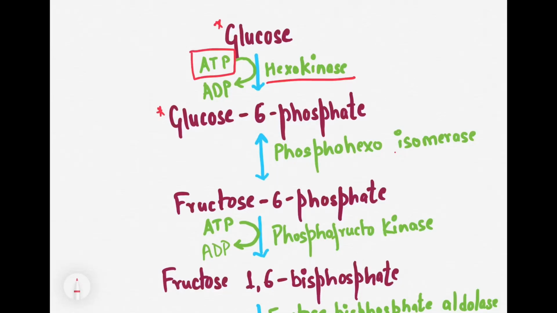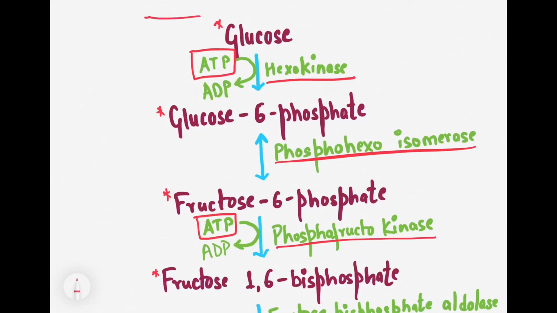Glucose 6-phosphate is then converted into fructose 6-phosphate by the enzyme phosphohexoisomerase. Here the reaction is a reversible reaction, but fructose 6-phosphate is immediately utilized in the next step. Therefore, the reaction is directed in the forward direction. Fructose 6-phosphate is then converted into fructose 1,6-bisphosphate by utilization of ATP in the presence of the enzyme phosphofructokinase.